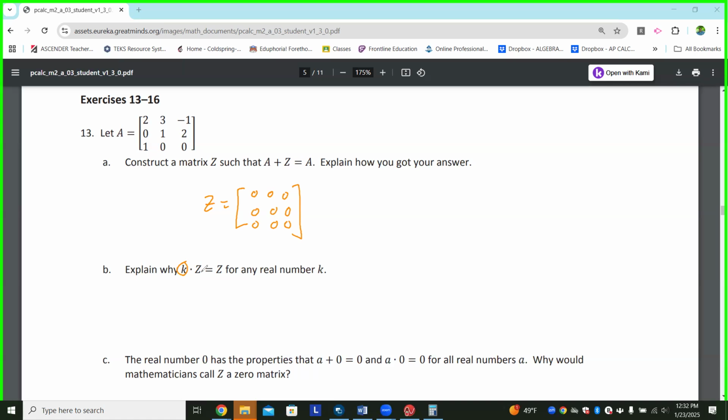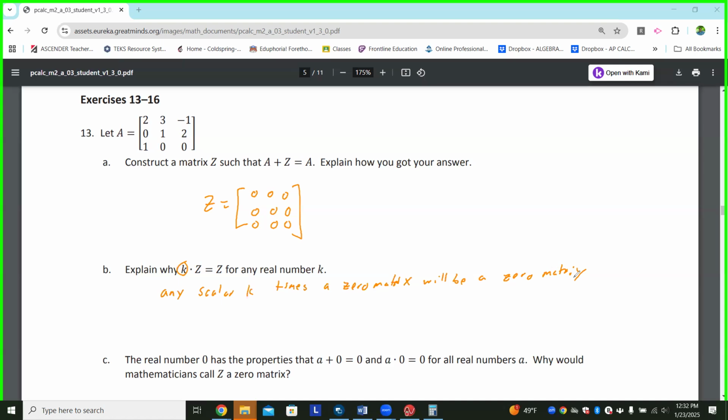So explain why k times Z equals Z for any real number k. Any scalar k times a 0 matrix will be a 0 matrix. Because if I take that scalar and multiply it to every single one of the elements, I'm still just going to get 0 out of it.